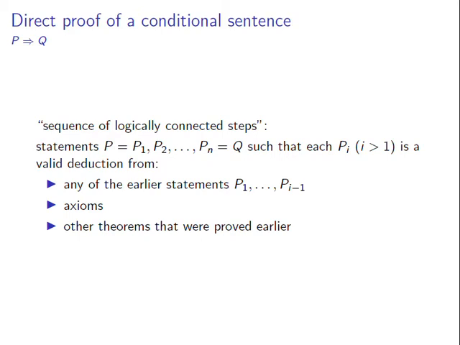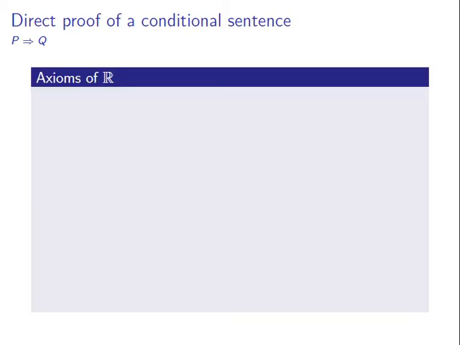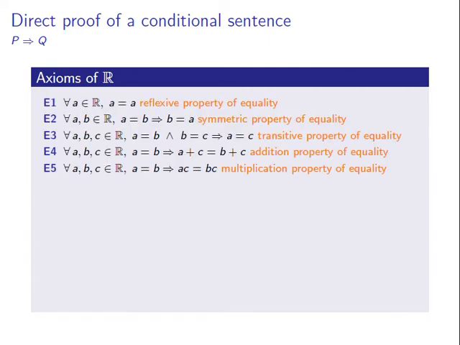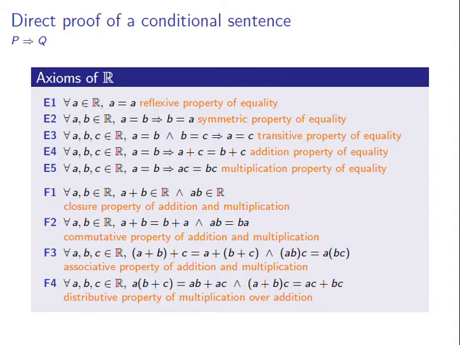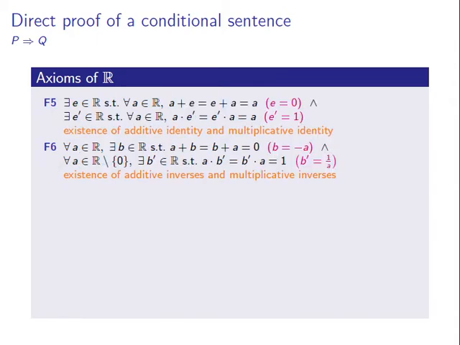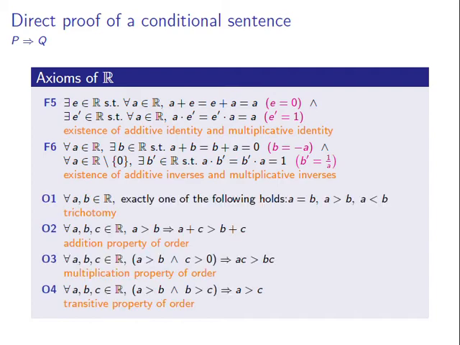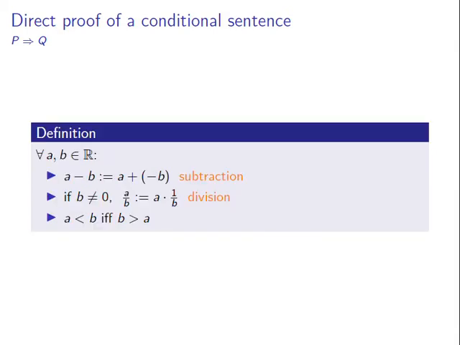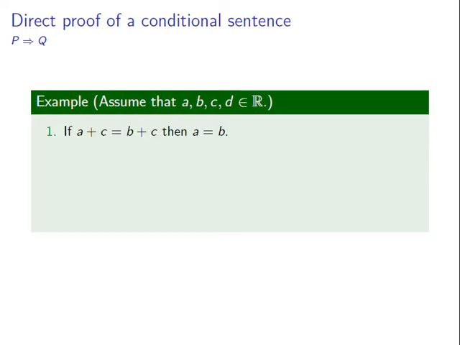In the examples that follow, we will work with real numbers and shall assume as true the axioms of real numbers. For brevity, we will use the following labels: E1 to E5 for the 5 properties of equality, F1 to F6 for the properties of addition and multiplication, and O1 to O4 for the properties of the order relation. In addition, we will use the definitions of subtraction, division, and less than. Assume throughout that the letters A, B, C, and D represent real numbers.